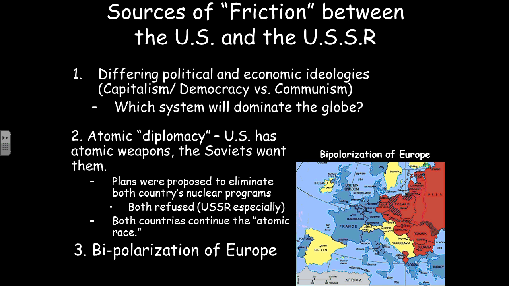Another major source of friction, another reason that the Soviet Union's upset with us and we're upset with them, is the disparity of atomic weapons. The whole point of the Cold War is this issue of balance, right? It's two superpowers, they're in balance, and when they're out of balance, the side that's on the lower end of the totem pole gets upset. And in this case, it's the USSR, right? We have nuclear weapons, we've exploded bombs on Hiroshima and on Nagasaki, and the Soviet Union really wants them.